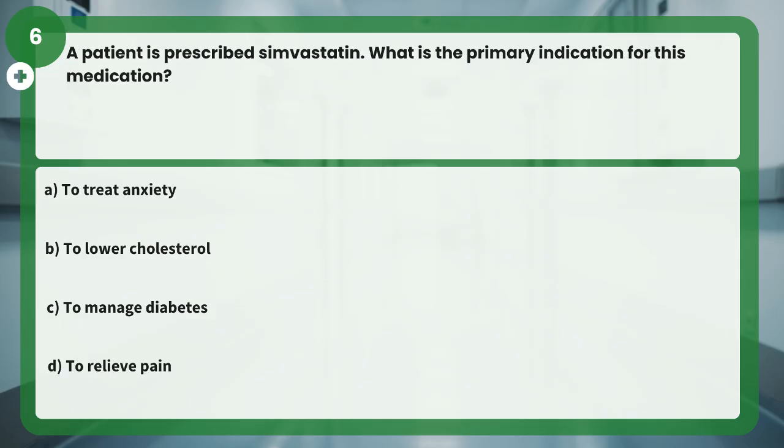Question 6. A patient is prescribed simvastatin. What is the primary indication for this medication? A. To treat anxiety. B. To lower cholesterol. C. To manage diabetes. D. To relieve pain.